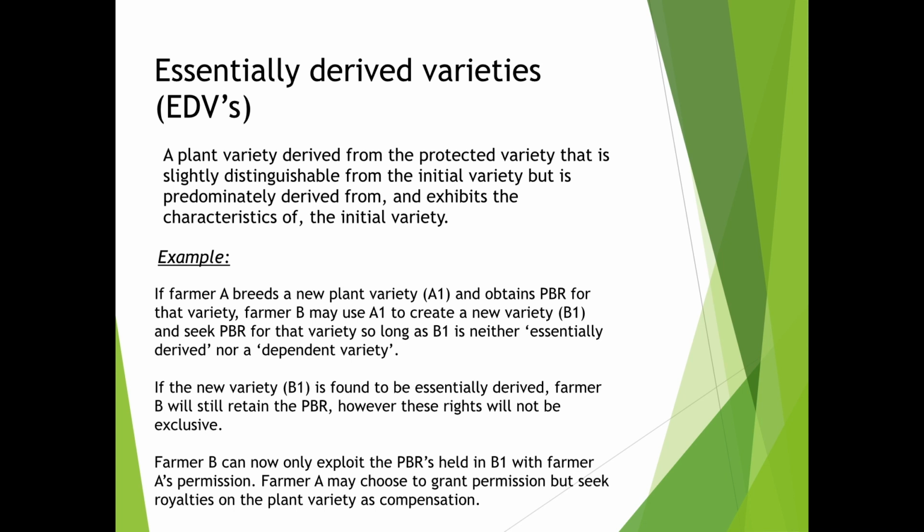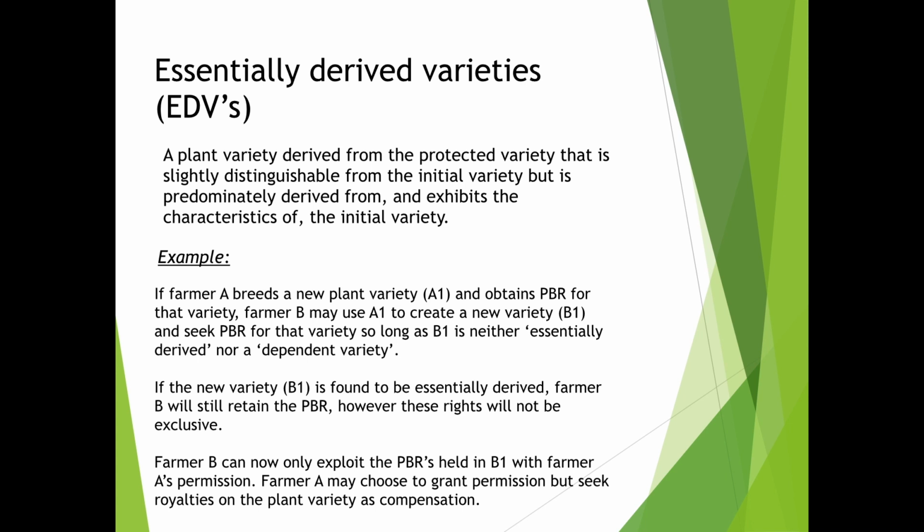Essentially derived varieties, or EDVs, are a plant variety derived from the protected variety that is slightly distinguishable from the initial variety, but is predominantly derived from and exhibits the characteristics of that initial variety. Now, once that is understood, it is helpful to go through an example of how an essentially derived variety may be applied within a plant breeder's rights scenario.